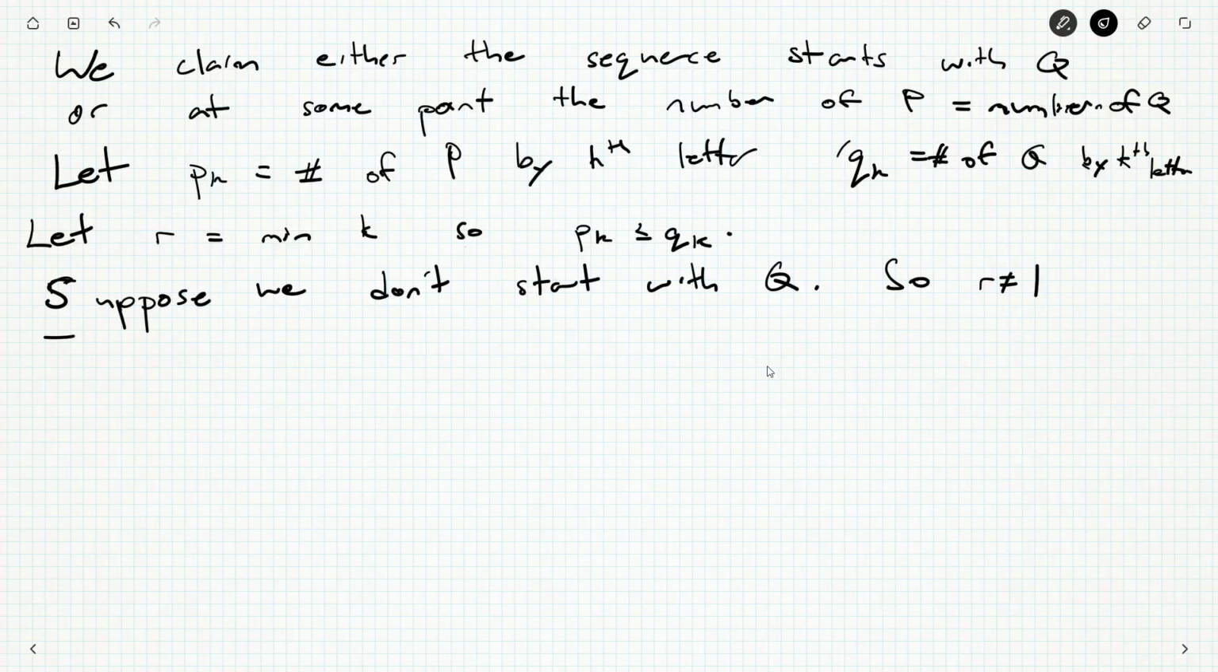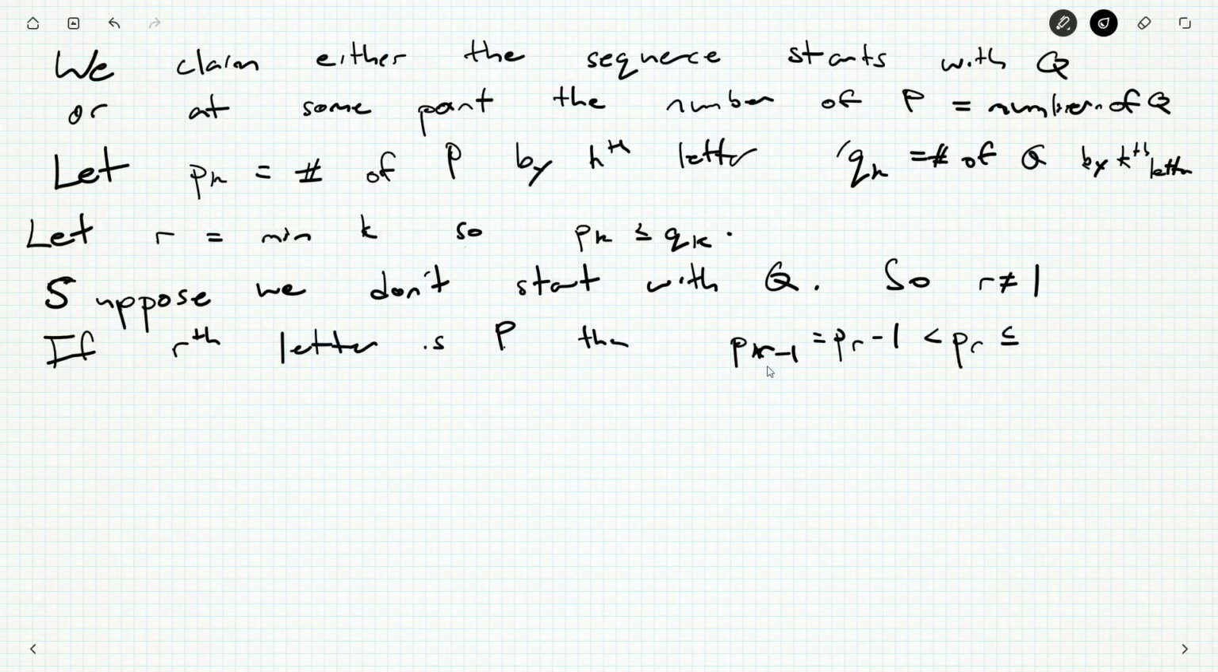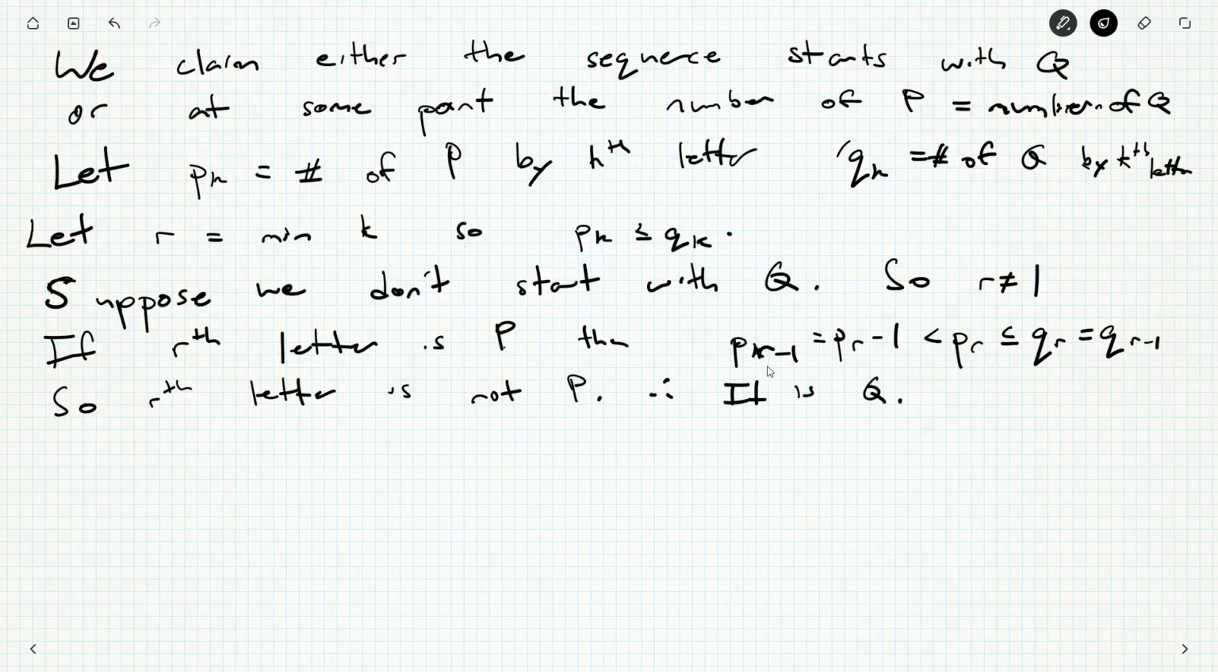Okay. So if the rth letter is P, then PR minus 1 is PR minus 1, which is less than PR, which is less than or equal to QR, which is going to be the same as QR minus 1. So our rth letter is not P. Therefore, it is Q.